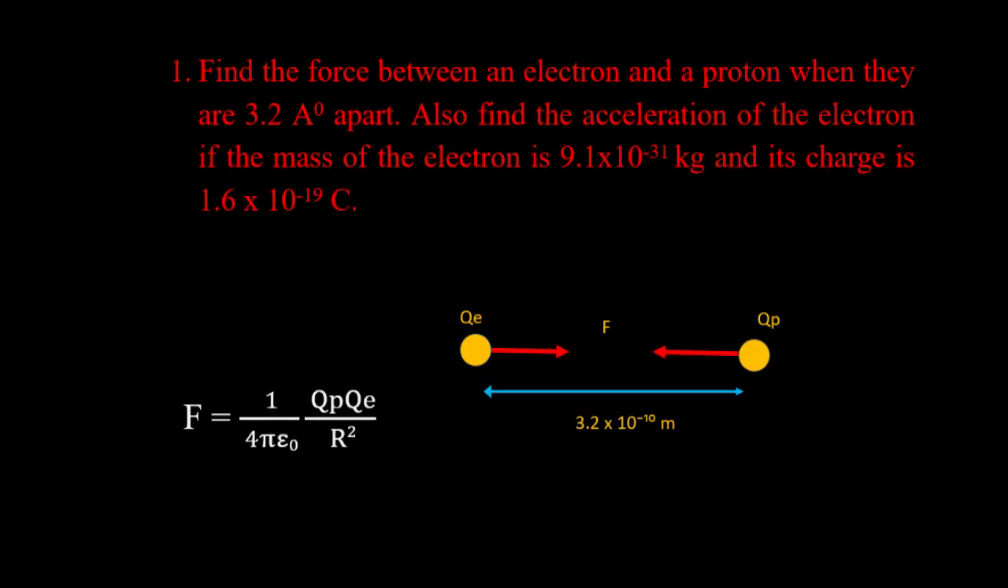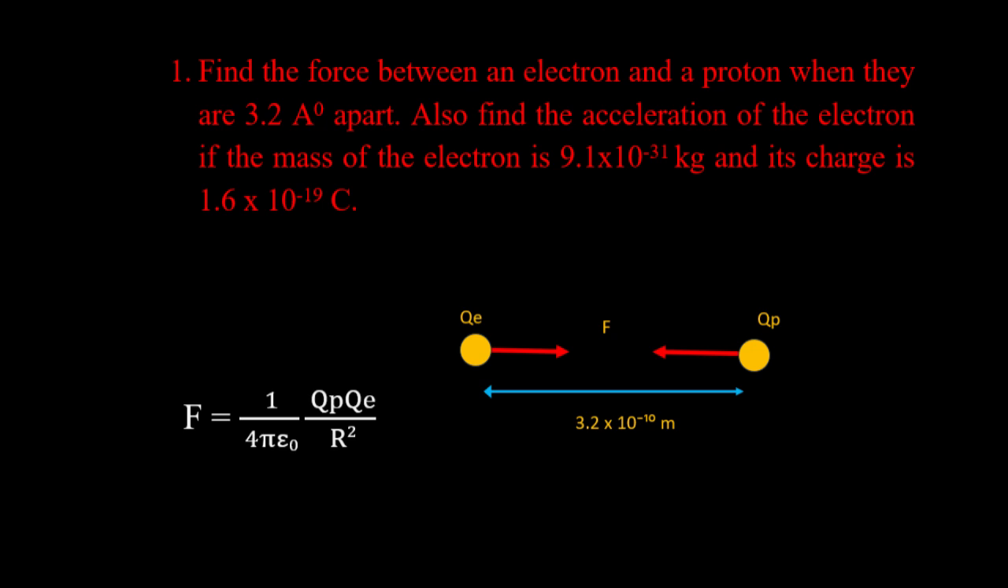Now we'll see a little bit of theory required to solve the sum, only a little bit of it. We won't spend more time on it. First, we are going to use the formula F is equal to 1 by 4 pi epsilon naught Qp Qe by r square. So Qp means the charge of the proton and Qe means the charge of the electron.